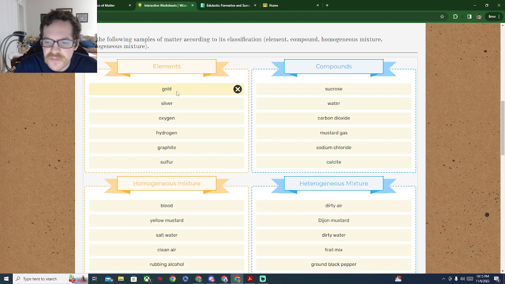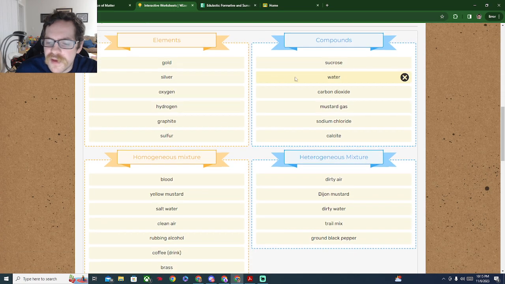Other things that could be a pure element would be something like a pure iron bar, right? Or aluminum foil. Things like that, where yes, it might not be the exact thing you see on the table, but you know that it is made exclusively of one element. So graphite is all carbon.